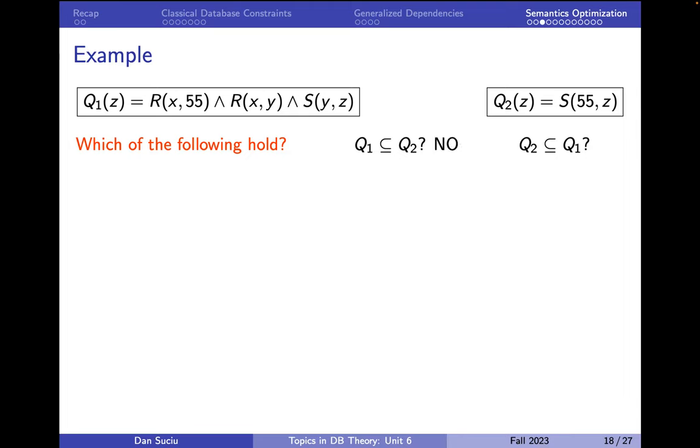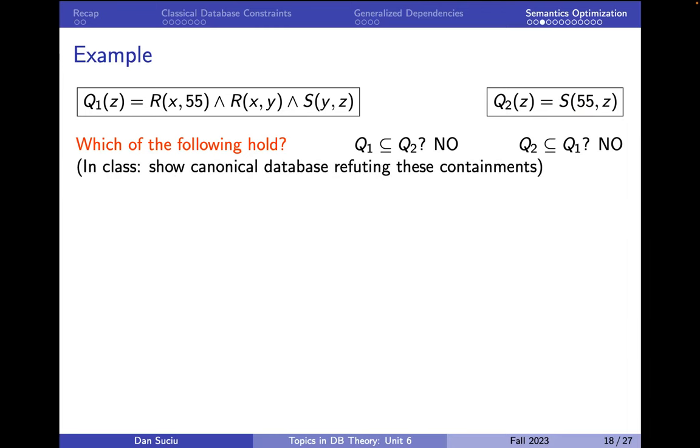What about Q2 included in Q1? Every time we have 55 and Z, do we also have this in the database? Obviously not. What is a canonical database for Q2? 55, Z. Just 55, Z, and what about R? It's empty. Once R is empty, Q1 returns nothing. Okay, good.